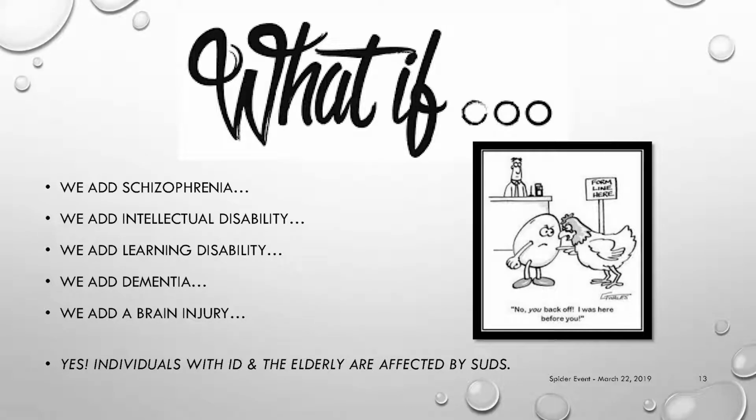Then what if we add schizophrenia to that picture? What if we add intellectual disability, learning disability, dementia, a brain injury, right? These things rarely happen in isolation. There's usually a few things happening. The rate of substance use among people with schizophrenia is like 50%. So half of people with schizophrenia end up developing some kind of substance use disorder, right? So it's one of those, what came first? They have cognitive impairment because of schizophrenia, or is it because they've been using meth for 20 years? Well, who can tell?